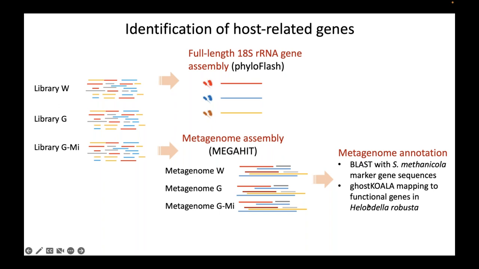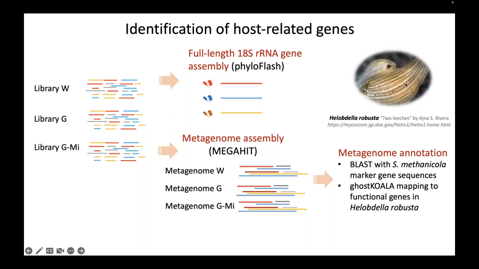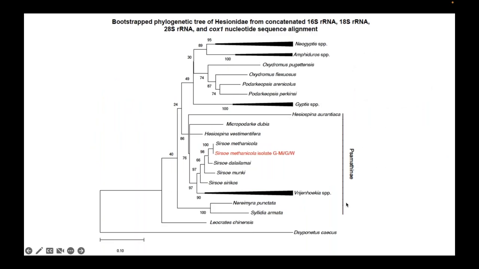And to look for other functional genes, I also searched the GhostKOALA annotations for protein sequences classified as Annelida. All Annelida sequences predicted by GhostKOALA were predicted based on sequence similarity to genes in this freshwater leech species, Helobdella robusta.